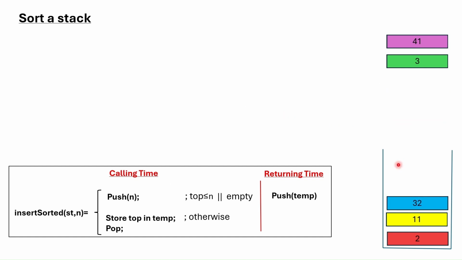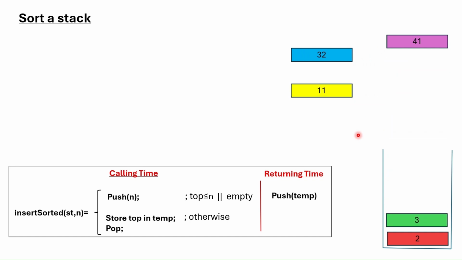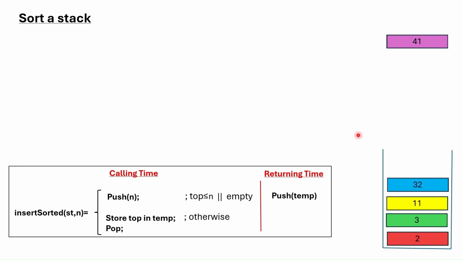Directly push 32 because 32 is greatest. Now we will pass this 3 in this function, and this function will put this 3 between 11 and 2. So 32 is popped out, and now 11 is popped out, now 3 is pushed, now 11 is pushed, now 32 is pushed.